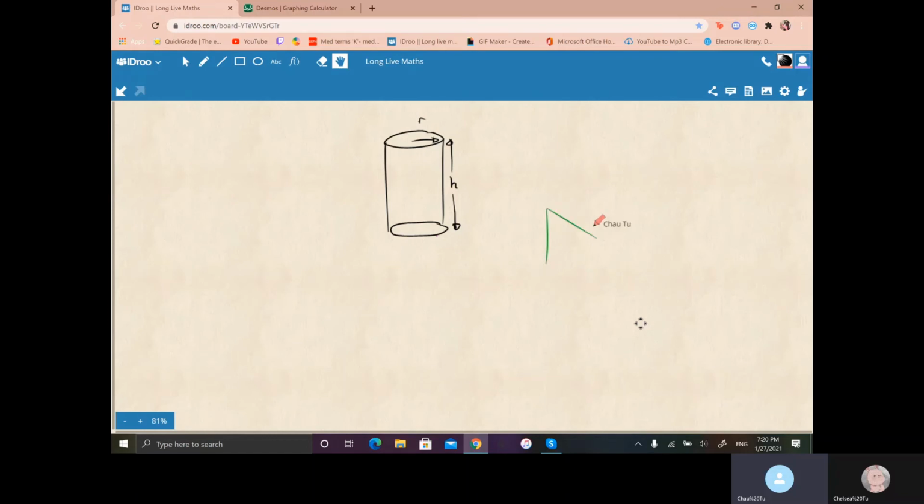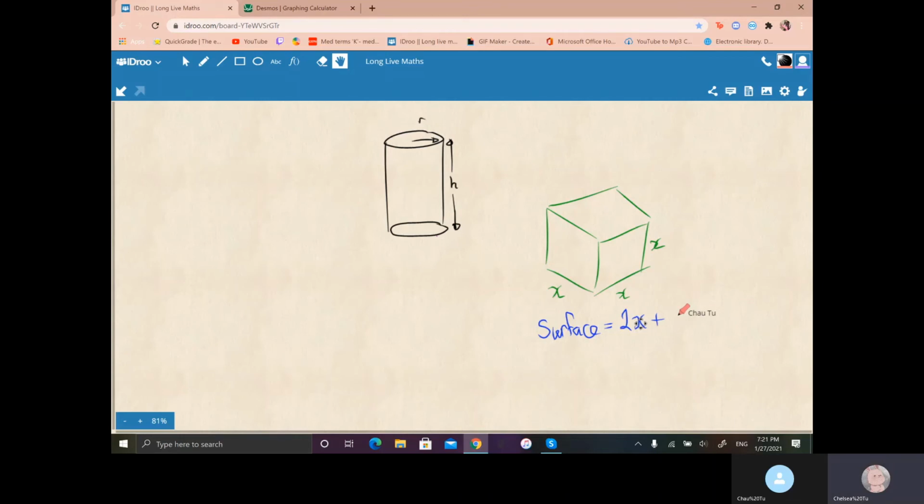Let's say you've got a cube here, like a die, and this is X and X. What's the volume of this? The height is also X. What's the volume? X to the power of 3. Yeah. Okay. That's the volume. What's the surface area? 2x plus... plus what? plus 2x squared. Like this?